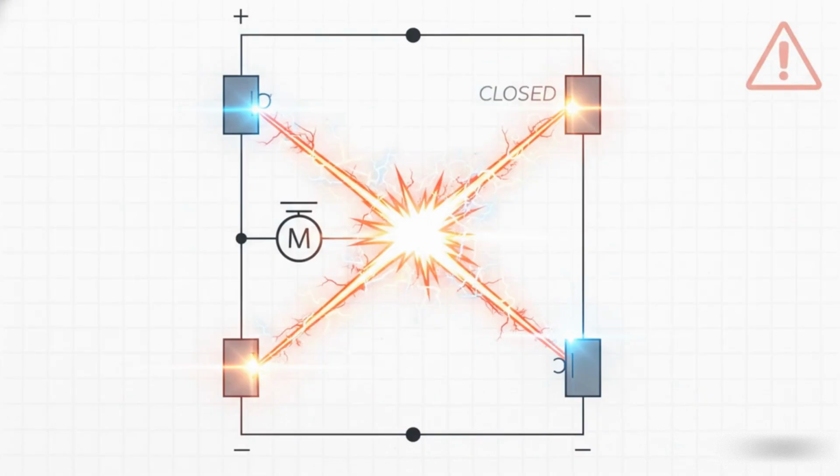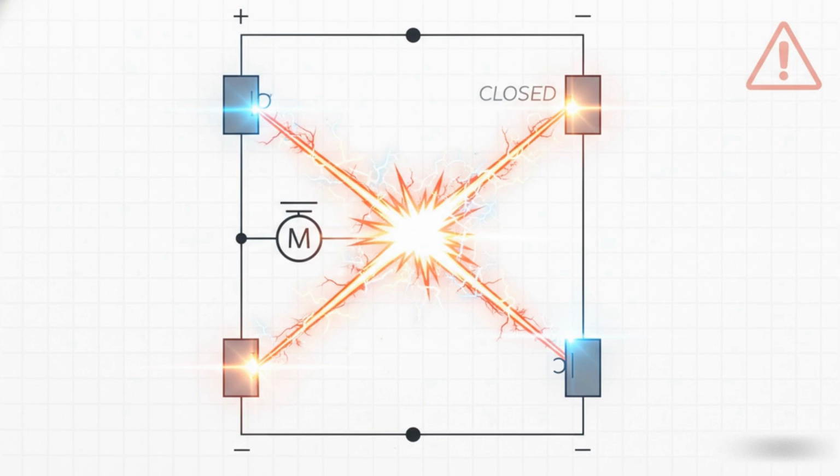Now here is an absolutely critical safety point. What would happen if, by mistake, we closed S1 and S4 at the same time? Well, you'd create a direct path with almost no resistance from the positive terminal of your DC source straight to the negative terminal. That's a dead short. It's called a shoot-through fault, and the massive rush of current would instantly vaporize your expensive switches.